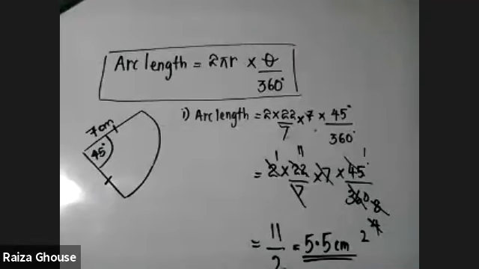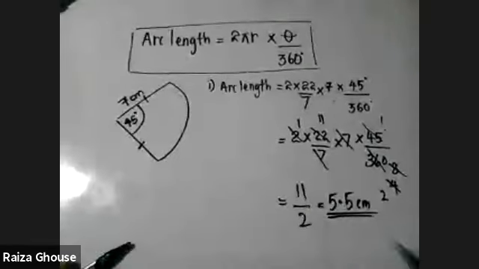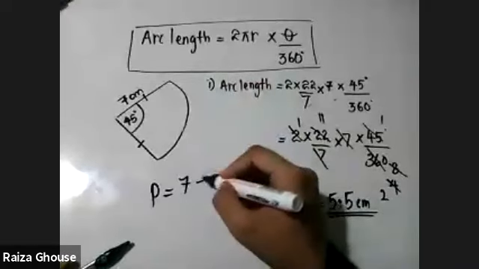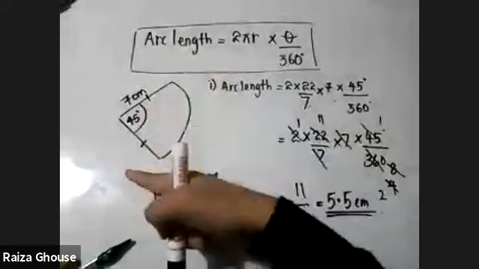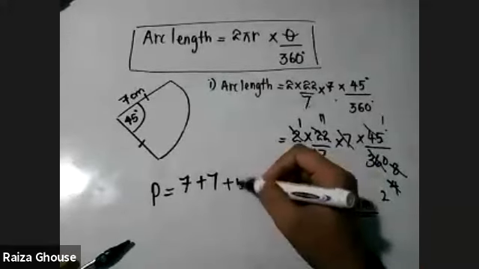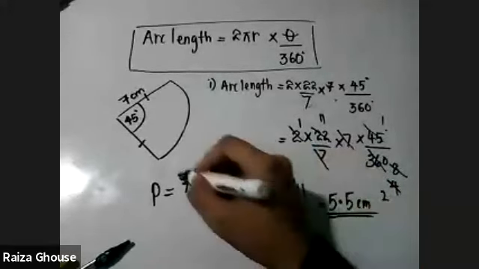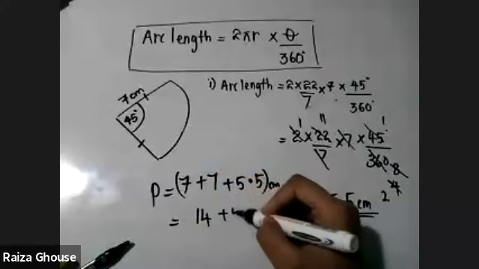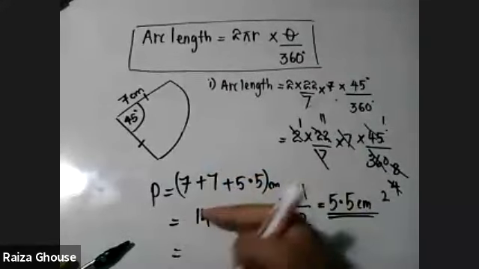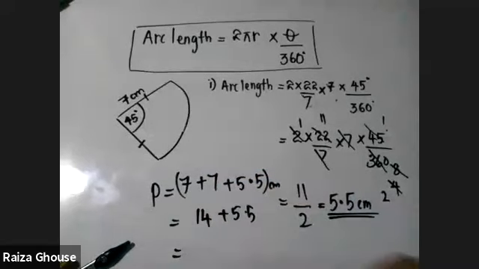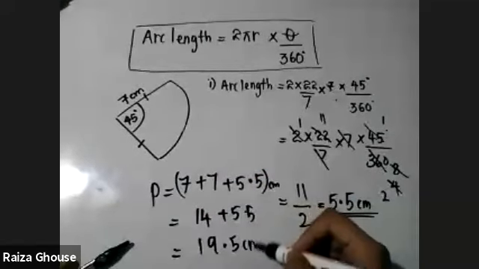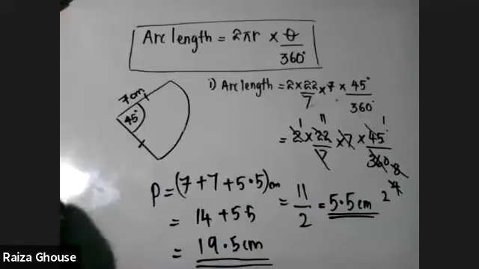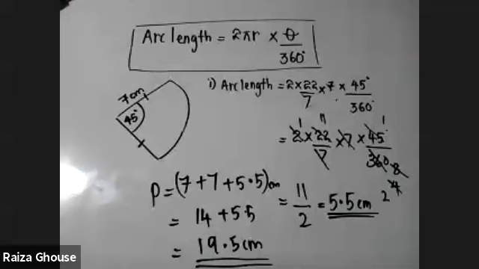So if they ask you to find the perimeter of this one, how do you do that? Perimeter means all the length. So it's easy: 2 radii, 7 and 7. Arc length we already found, 5.5. All in centimeters. 14 plus 5.5. 14 plus 5 is 19.5 centimeters. Did you understand this one? Yes, teacher. Okay, good.